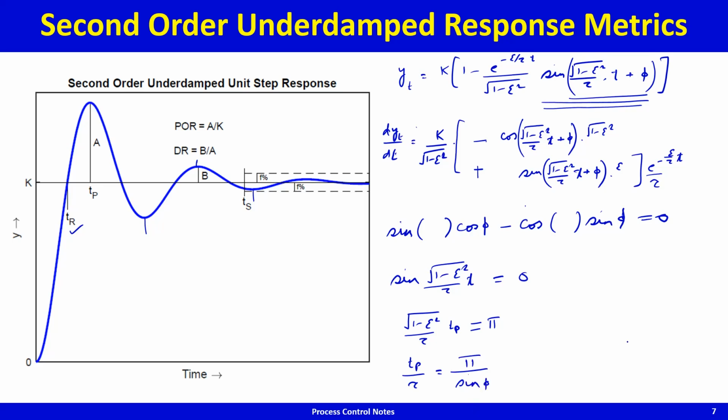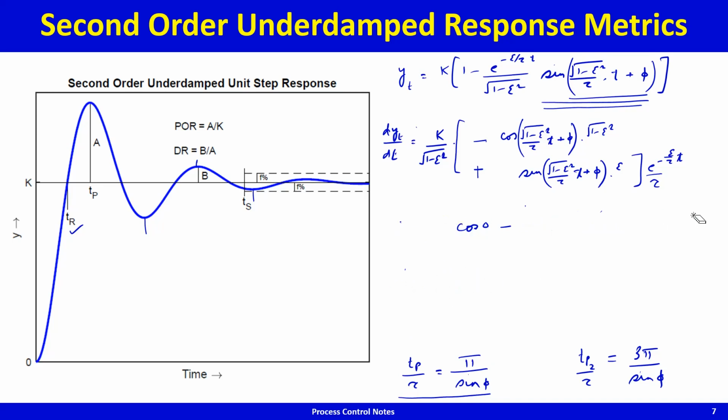And the second peak, I'll call it TP2. The time corresponding to this guy is going to be 3 pi by sin phi. So once we have this, now we can start calculating. So at this point in time, what is y? So let's look at the first peak, at the time at which the first peak occurs. We know the value of the time. Now let us obtain the absolute value of y.